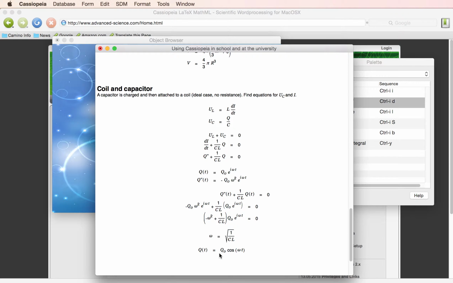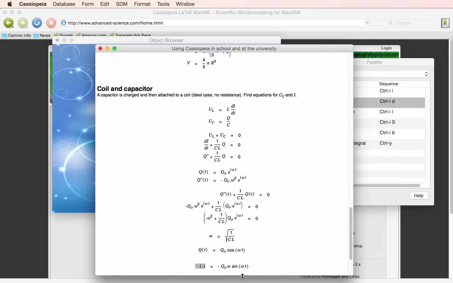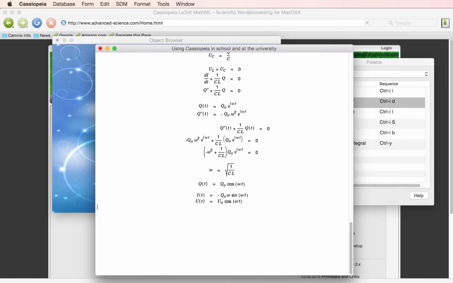For Q, I will be the first derivative of this equation. So let Cassiopeia do it again. Differentiate and call this I. And U will be the voltage, this beast over C, or simply U0.